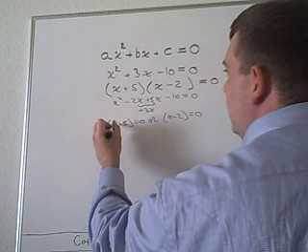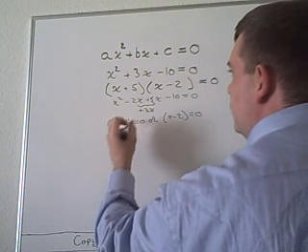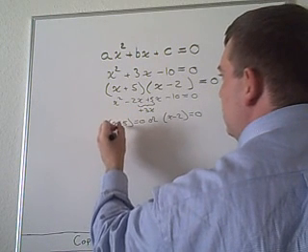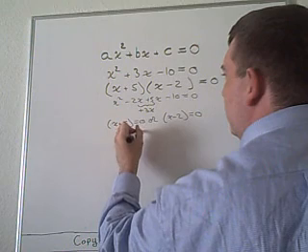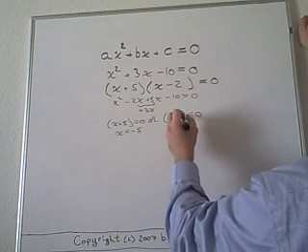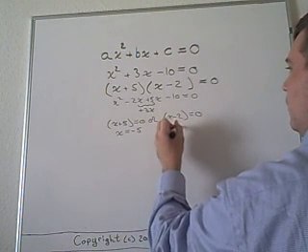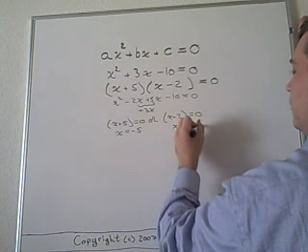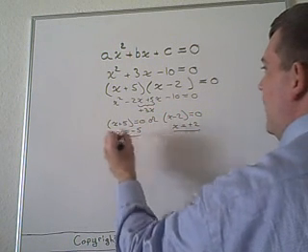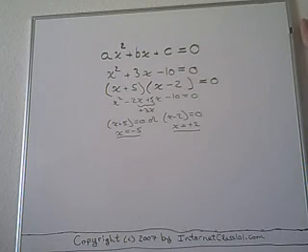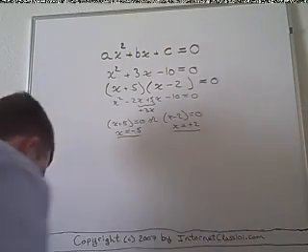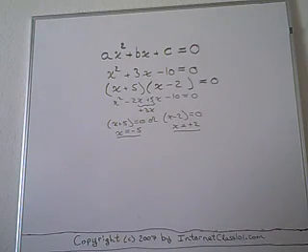Well, if x plus 5 equals 0 here, what is x? Negative 5. If x minus 2 equals 0, what is x here? Positive 2. And we have just solved this quadratic equation. We have just found its two roots by using the method of factoring.